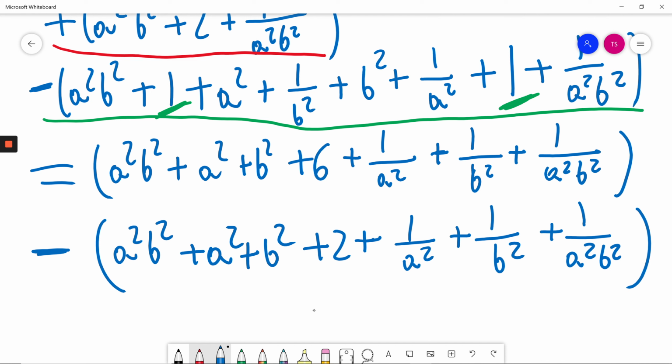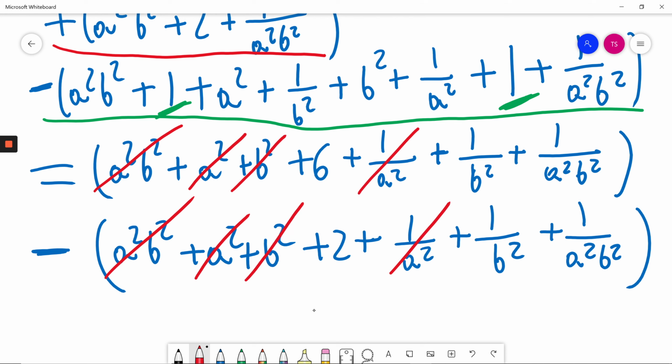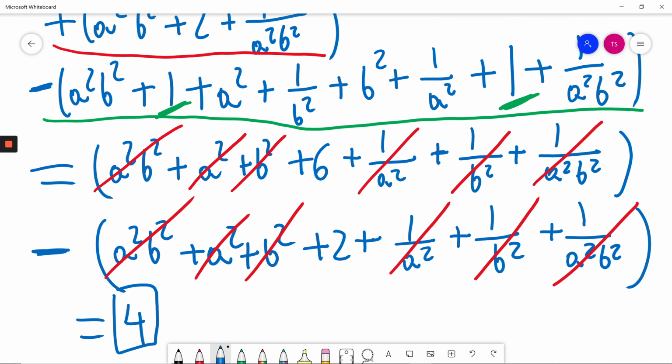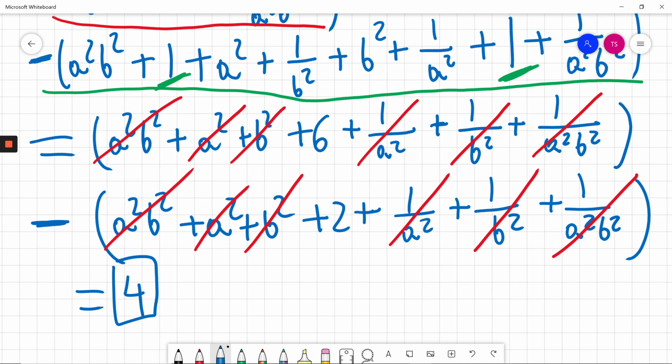Now I can see a squared b squared minus a squared b squared. This is just 0. A squared minus a squared 0. B squared minus b squared 0. All of those things will simplify. And my answer will be just 6 minus 2. And 6 minus 2 is 4. So the answer for this question is 4.